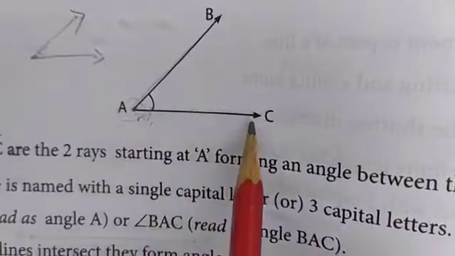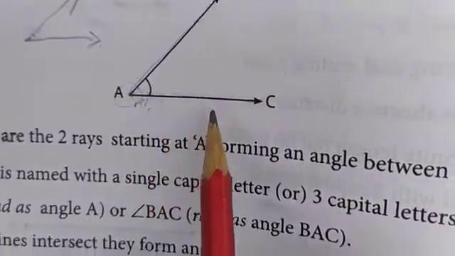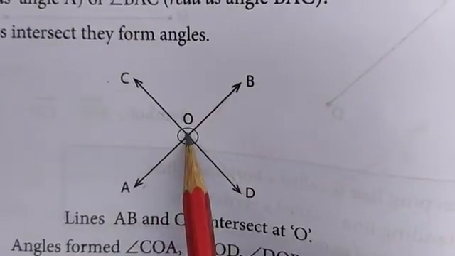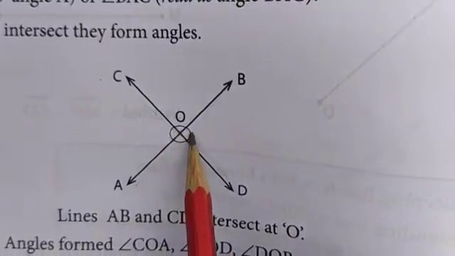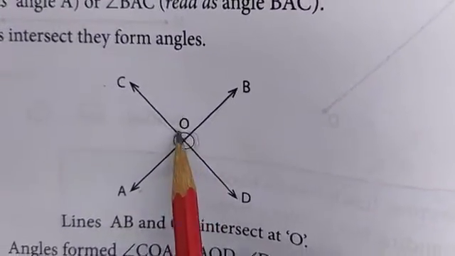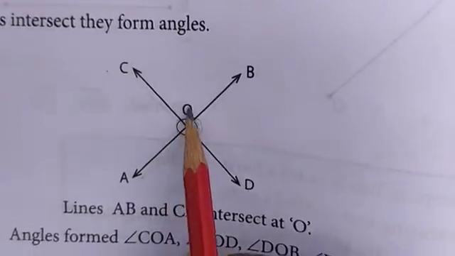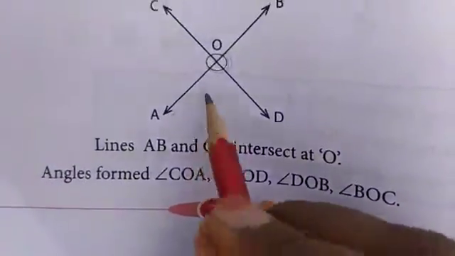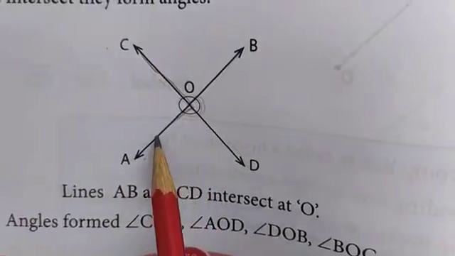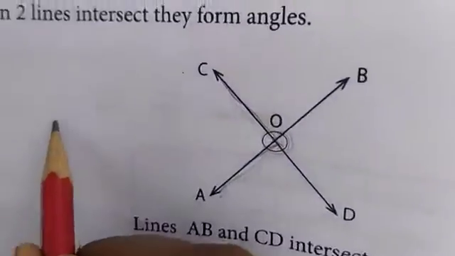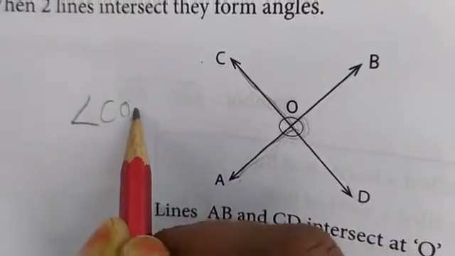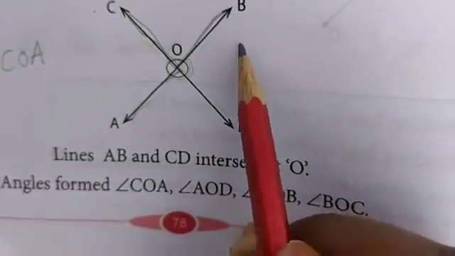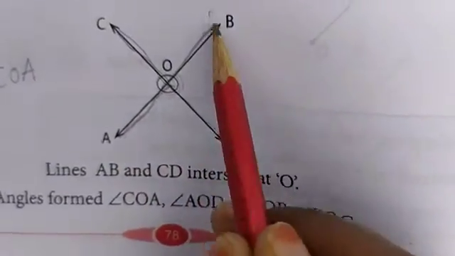Here only two lines intersect at one center point. When these two lines are drawn like this, they meet in the middle. This part is called the intersecting point, and angles are formed here. How many angles? 1, 2, 3, 4 angles will be formed here. We can write this as angle COA, this is the angle symbol. Next, angle COB, angle AOD, angle BOD.